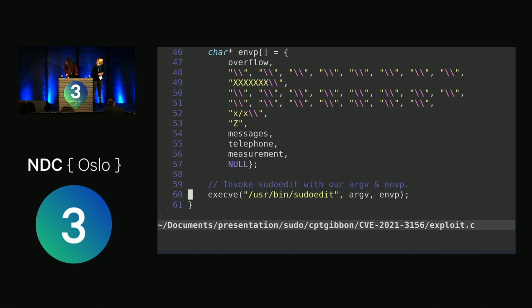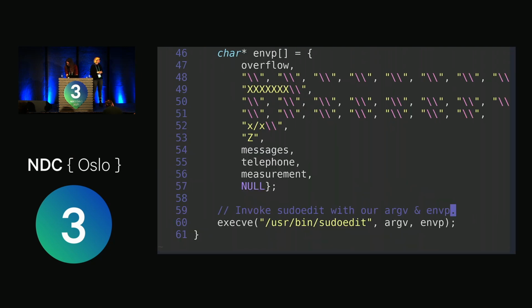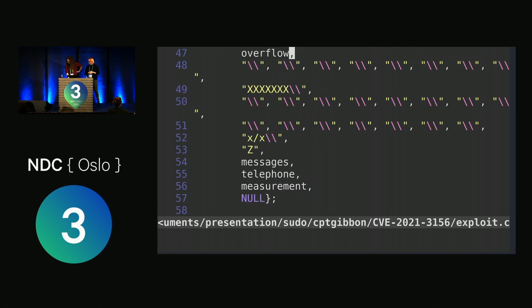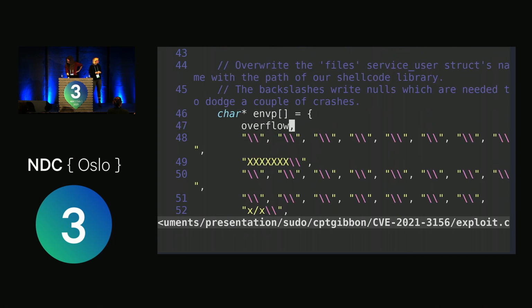Yeah, hope so. So if you start at the end here, this is where we launch our exploit. We're calling execv, and we're starting sudo edit. So we're launching this program with argv and envp, which is our command line arguments and our environment variables. These are our crafted values that we control. And then we have this huge weird array here. This is the environment variables.